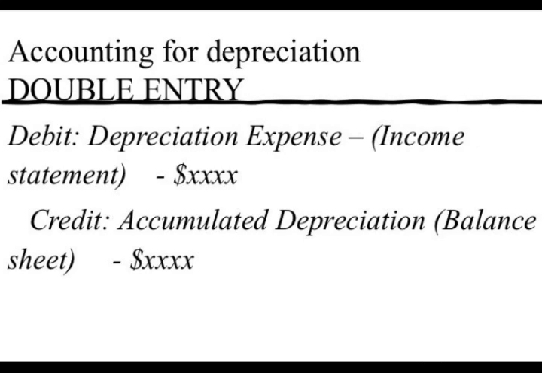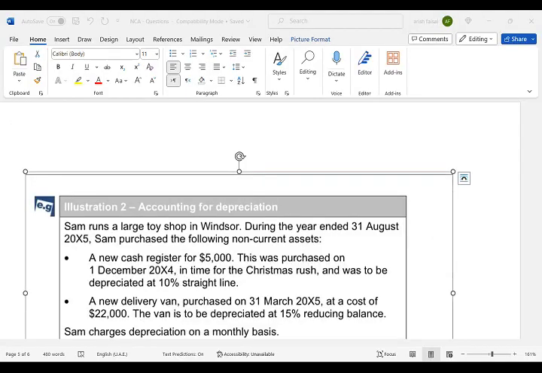So the accounting entry for the depreciation would be to debit the depreciation expense in the income statement and to credit the accumulated depreciation and reduce it from the cost of the asset, so that when you prepare the balance sheet, you show the net book value or the carrying value of the asset.